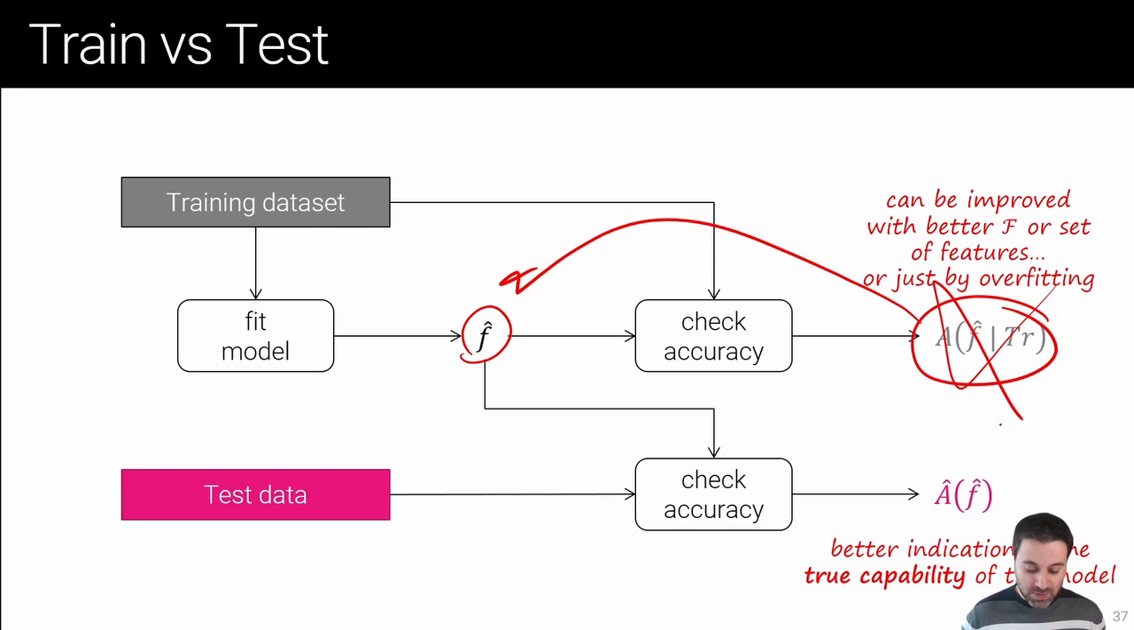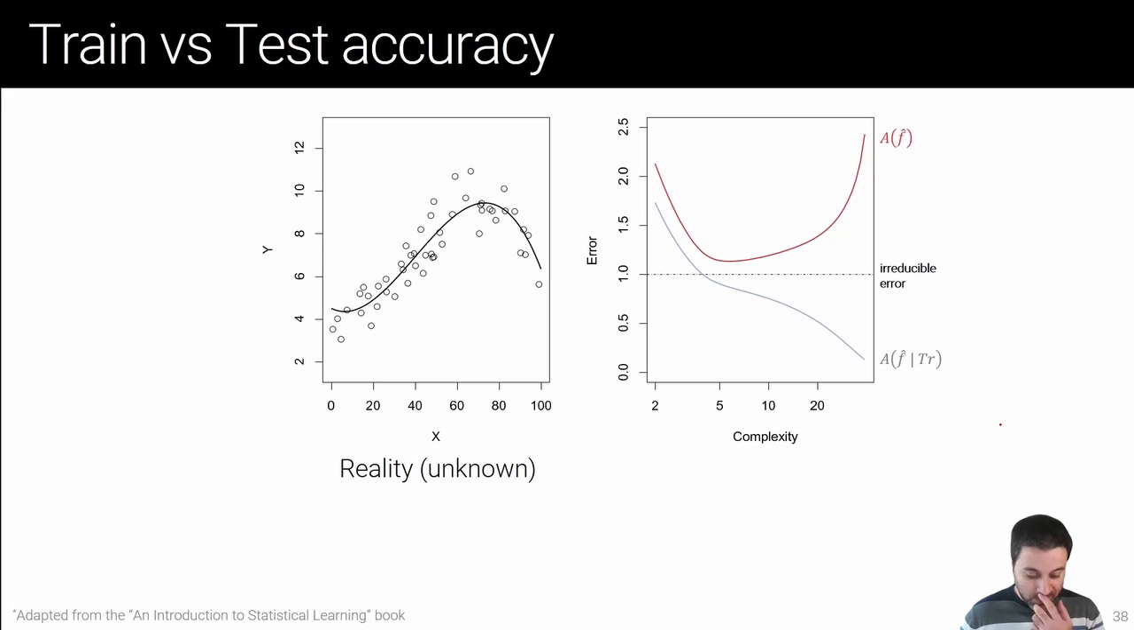Let's see some example. So over here, we have a reality, a certain relationship between a y and an x. Let's say it looks something like this in black over here. This is reality. Again, normally we don't know this, but just for illustration, let's say this is what it looks like. And then we have some observations.